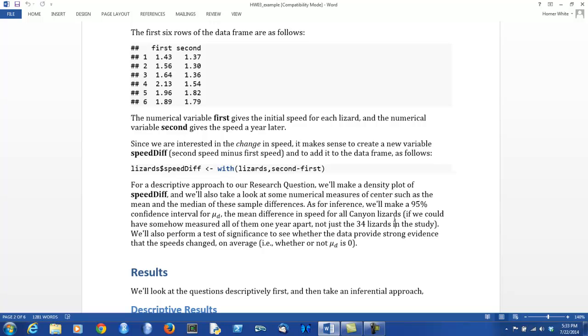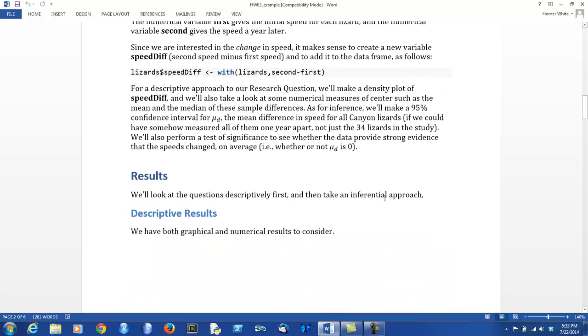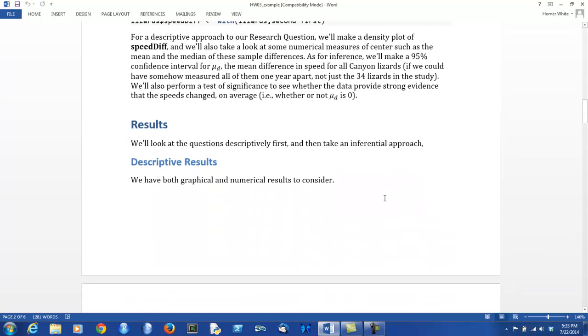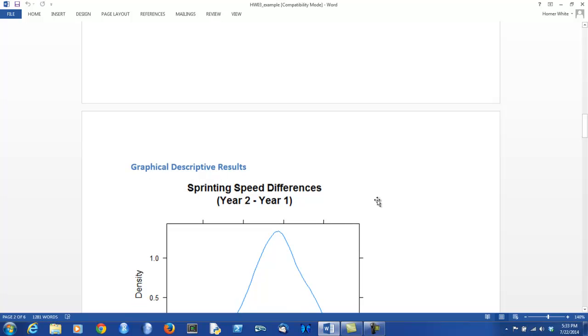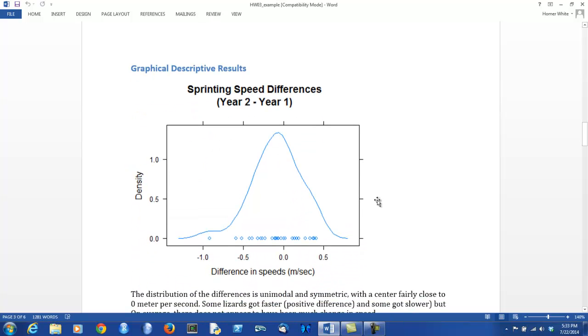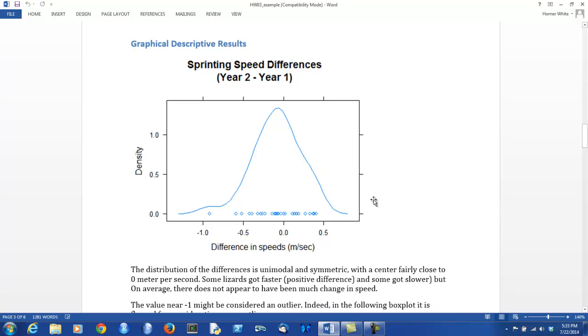When it comes to results, you do the usual thing. Divide your results into your descriptive results and your inferential results. And when you work with your descriptive results, try to provide both graphical and numerical results with some discussion of each as to how they pertain to your research question. For graphical results, we chose to make a density plot of speed diff, the differences in the speeds. Remember again that when you make a plot, it's a good idea to have labels for the axes when possible and to give units when possible. The speeds were in meters per second, so we give those units.